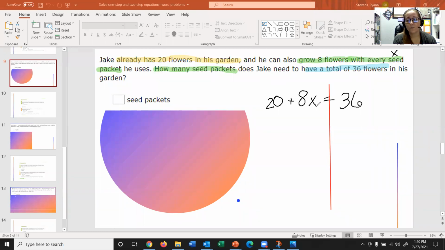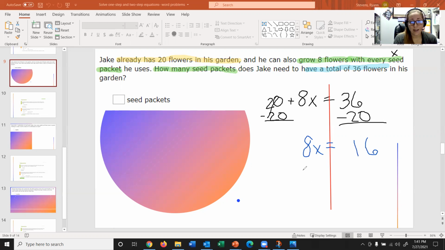So the first thing we're going to do, we're going to work away from the variable. So we want to start with this 20. This 20 does not have the variable, so we're going to leave 8x alone for right now. Again, 20 doesn't have a sign in front of it, so we know that that's a positive, so the inverse is going to be to subtract. Okay, subtract 20 from both sides of the equal sign. Okay, this is going to cancel, and it's going to leave us with just 8x. Okay, now we have 8x and 36 minus 20. 6 minus 0 is going to give us 6, and 3 minus 2 is going to give us 1.